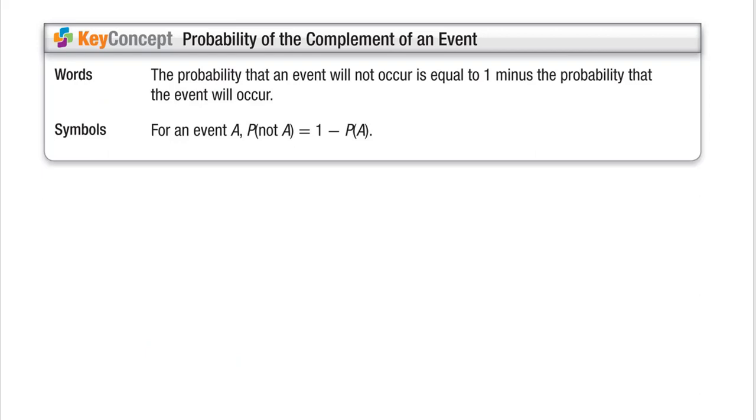Okay, probability of a complement. So probabilities of something happening and something not happening add up to 1. Does that make sense? It can either happen or not happen, so they have to add up to 1. So the probability of something not happening is 1 minus the probability of it happening. A "not" is sometimes a lot easier to find if we do 1 minus the probability of it actually happening.